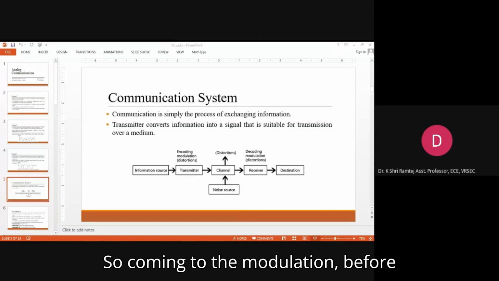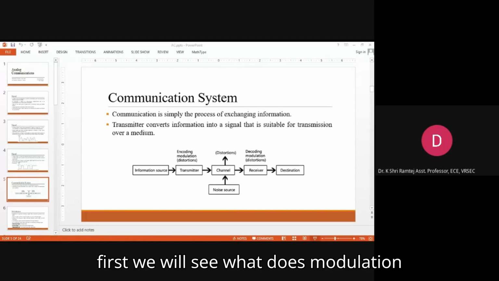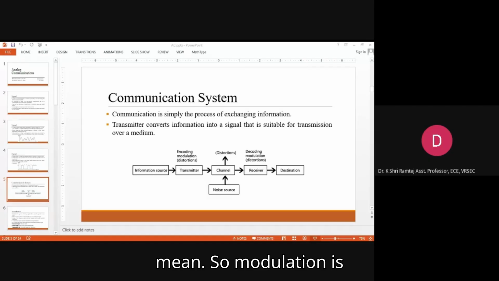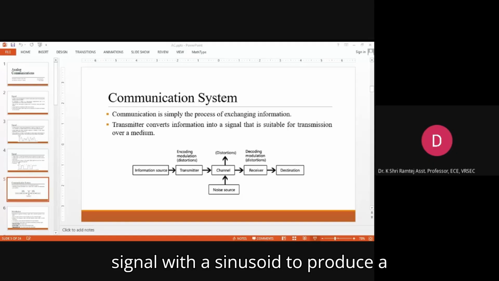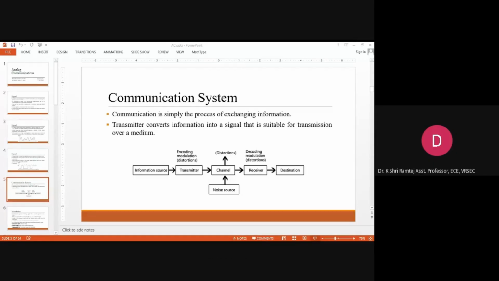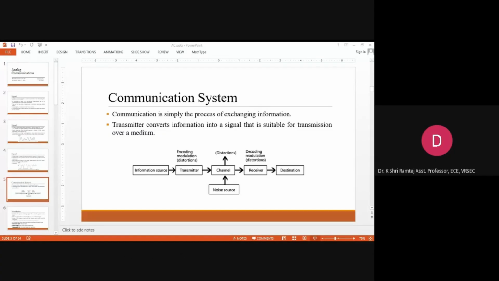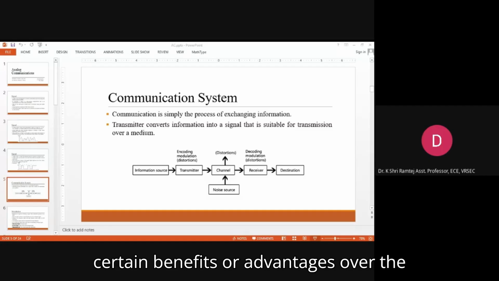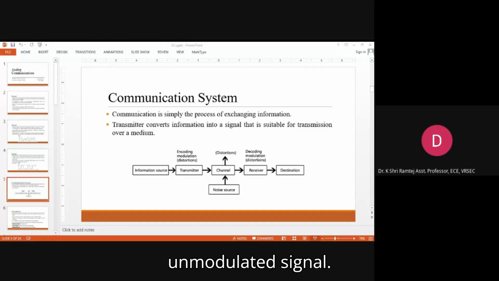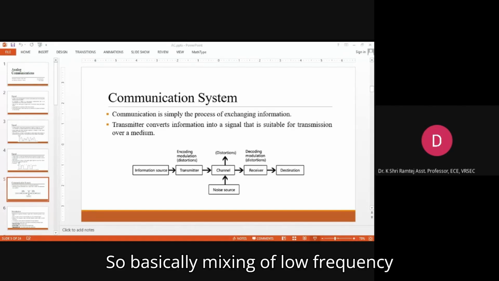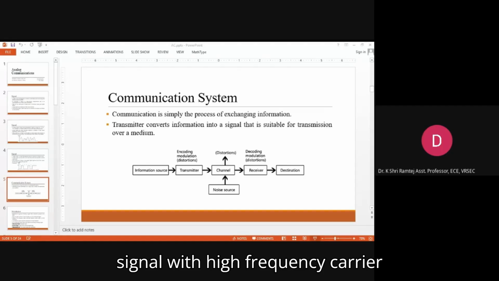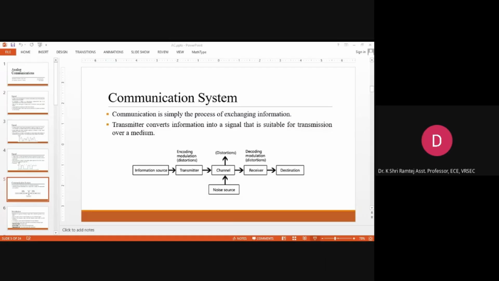So coming to the modulation, before seeing various modulation techniques, first we'll see what modulation means. Modulation is basically the process of mixing a signal with a sinusoid to produce a new signal. This new signal will have certain benefits or advantages over the unmodulated signal. So basically, mixing of a low frequency signal with a high frequency carrier is called modulation.